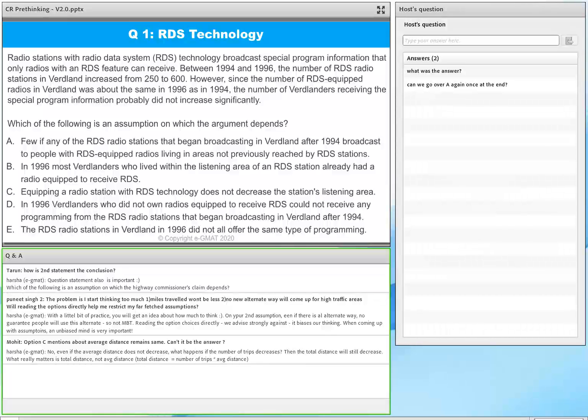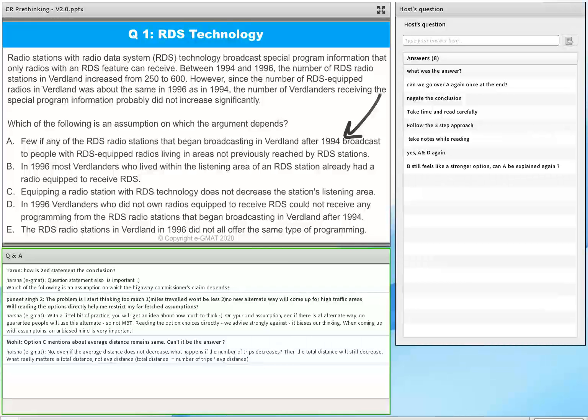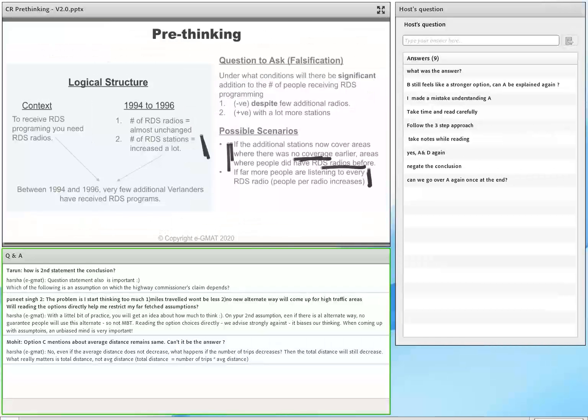Choice A was the answer. First, make sure you understand the conclusion. Okay, take time, read carefully. Can we go over option A again? Yes. Let's go over option A again.